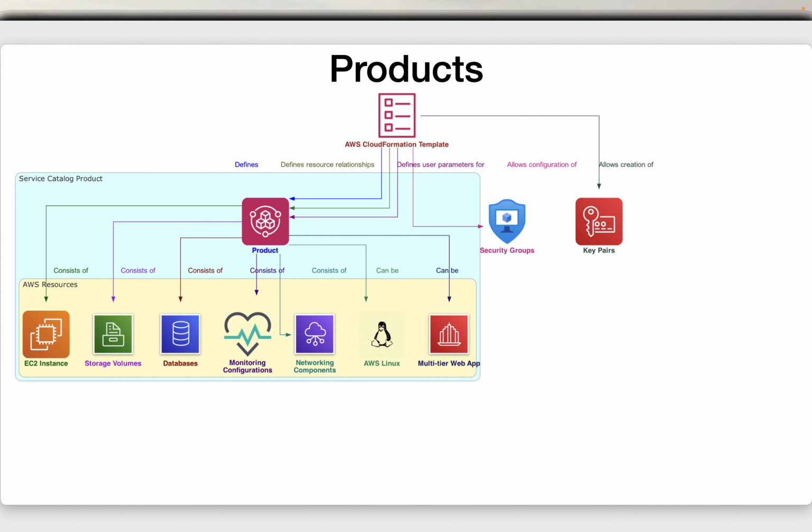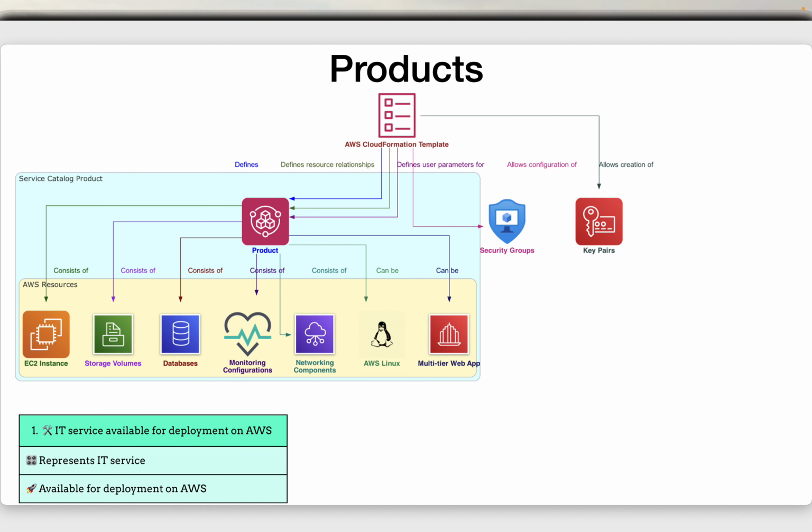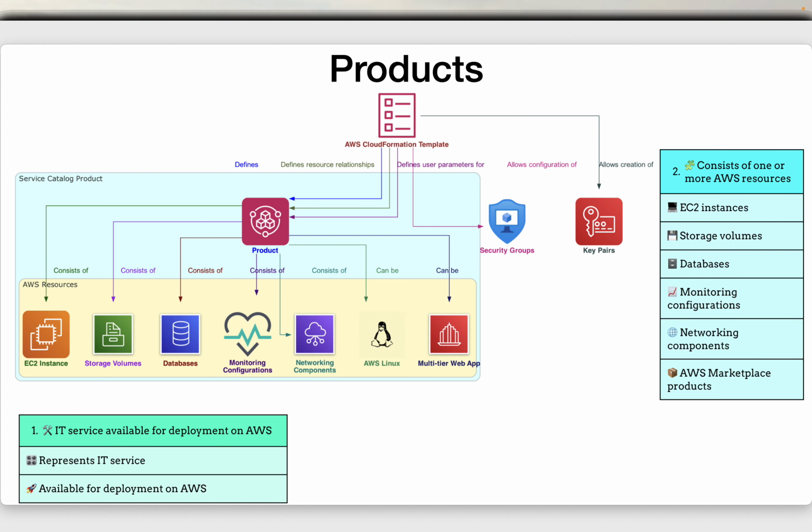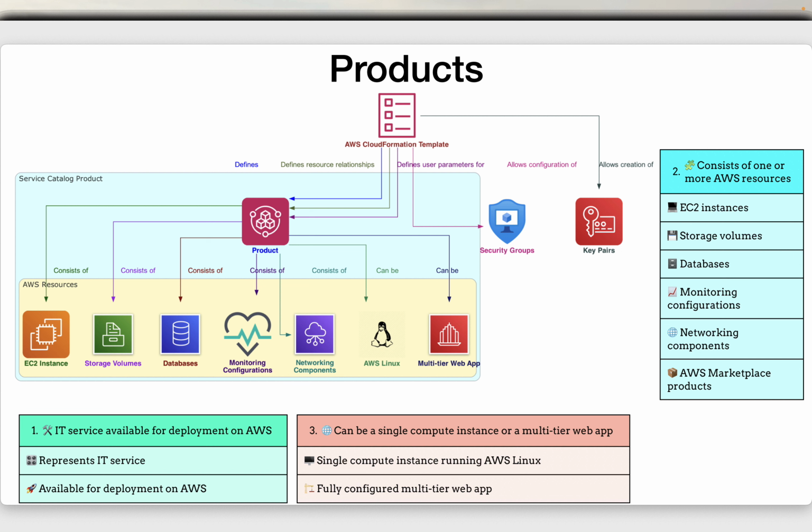Then we have products. A product in Service Catalog represents an IT service that you want to make available for deployment on the AWS platform. Products can include various AWS resources such as EC2 instances, storage volumes, databases, monitoring configurations, networking components, or even packaged AWS Marketplace products. The flexibility of Service Catalog allows products to range from a single compute instance running AWS Linux to a fully configured multi-tier web application running in its own environment, or anything in between.